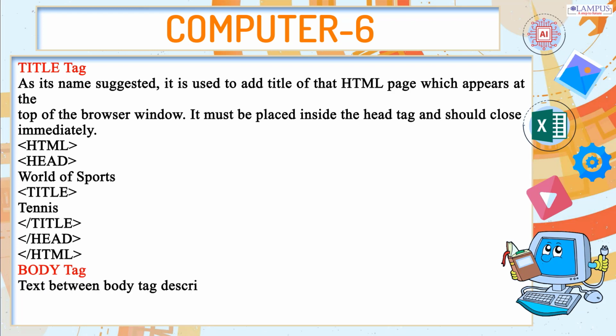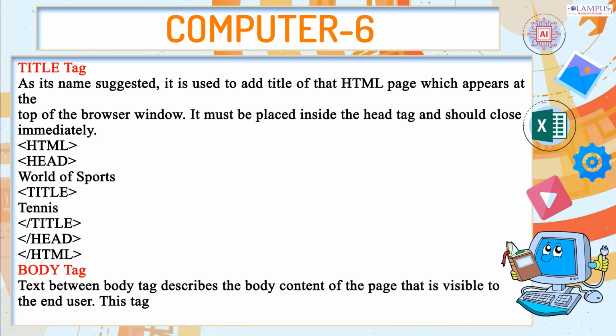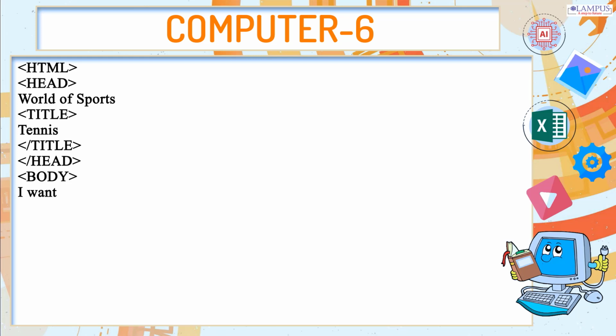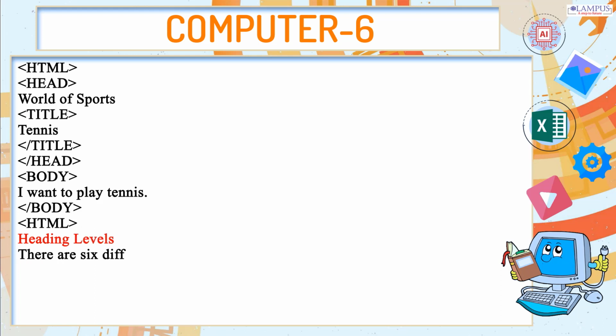Body tag. Text between the body tag describes the body content of the page that is visible to the end user. This tag contains the main content of the HTML document. HTML, head, World of Sports, title: Tennis, title, head, body: I want to play tennis, body, HTML.